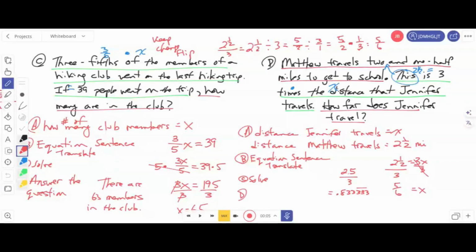So the answer to the question is Jennifer travels 5/6 of a mile. Or Jennifer travels, depending on where you're going to round it, 0.83 miles.